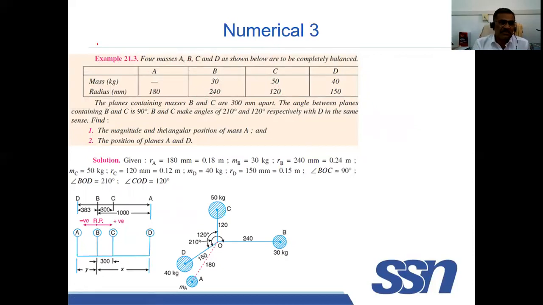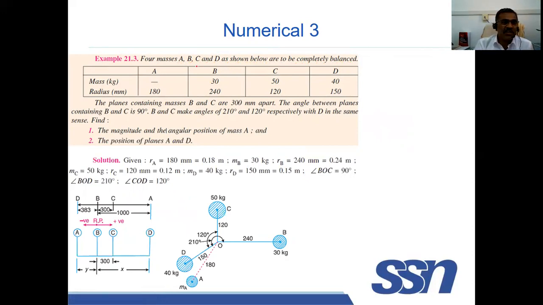So in this problem, 4 masses A, B, C, D are shown below, are to be completely balanced. It is told that in the previous problem, there are 4 unbalanced masses. They were balanced by 2 masses.